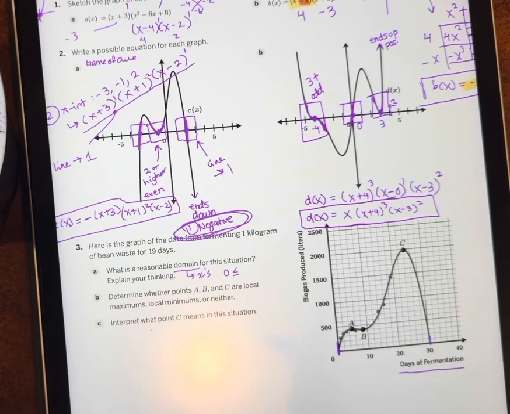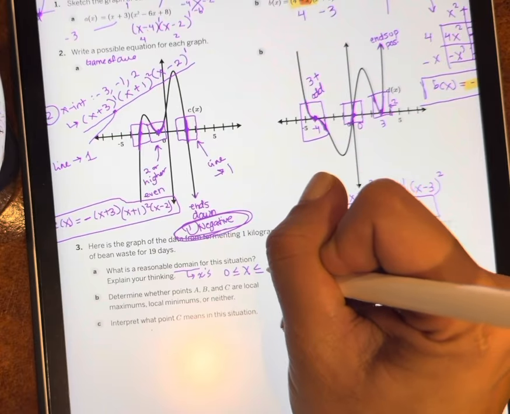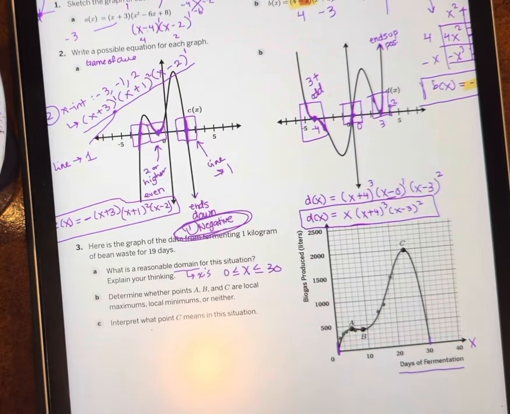What are the variables? Did they tell me? They didn't give me variables, so let's just call it x. To 30. That's what I think. Okay.